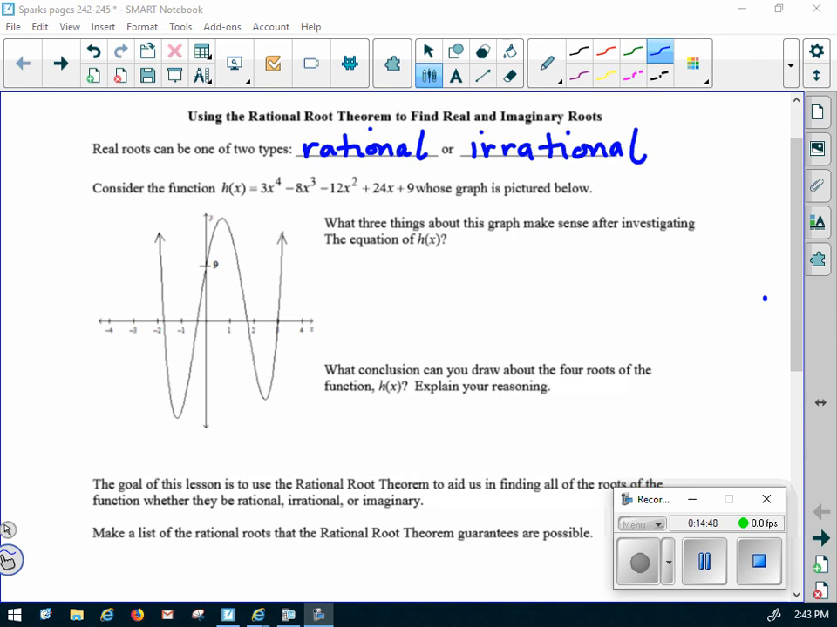Now, what conclusion can you draw about the 4 roots of the function? There are 2 positive real roots and 2 negative real roots. And I heard somebody else say something else, but I didn't catch the whole thing. What'd you say? Oh, they all have a multiplicity of 1. Well done. They all have a multiplicity of 1. Good. Well done.